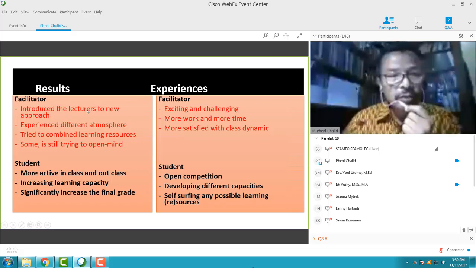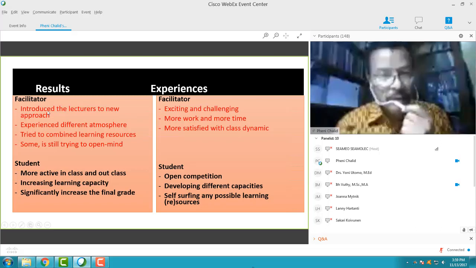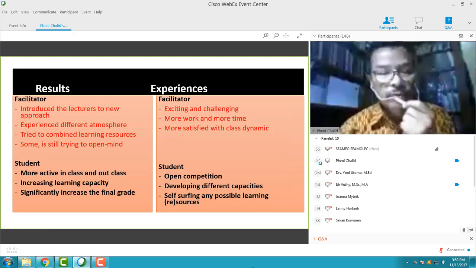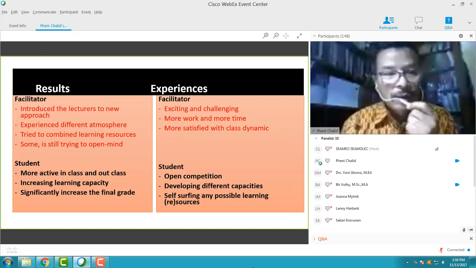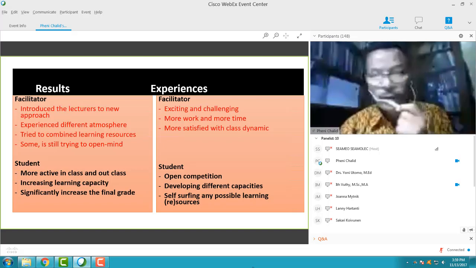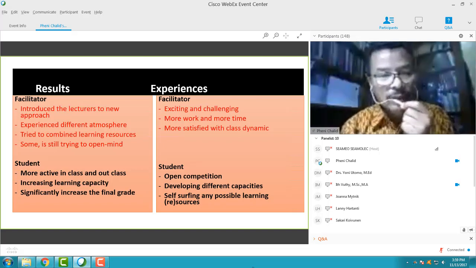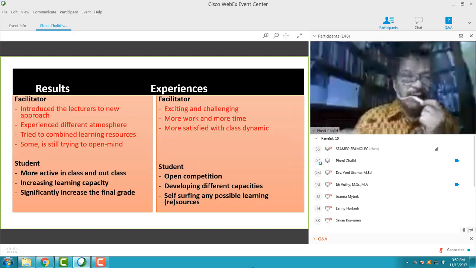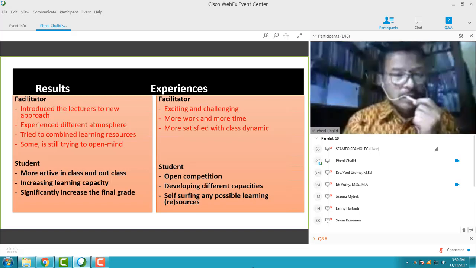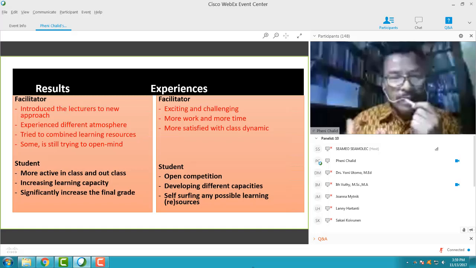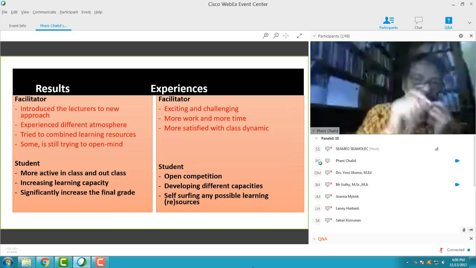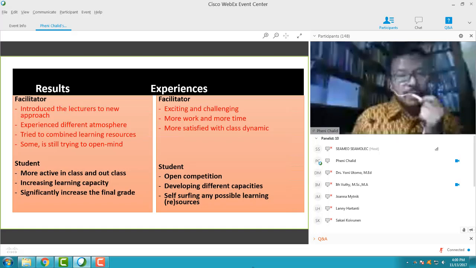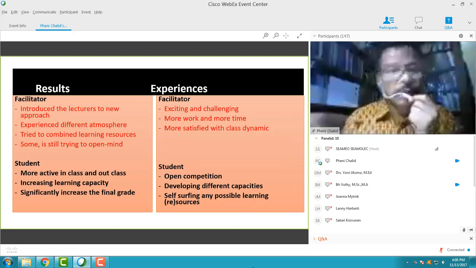Facilitator: introducing the lecturers to a new approach. For me, I learned much more from Joanna and our colleague from Gedang. I stayed there for five days, and Joanna also came with her colleague to Jakarta twice. So as a facilitator, I experienced a different atmosphere. The learning atmosphere is different from what I had done before. I tried to combine learning resources, because what I did is not exactly what Joanna told us. We figure out the history, but only to present the competition in the class and in learning.